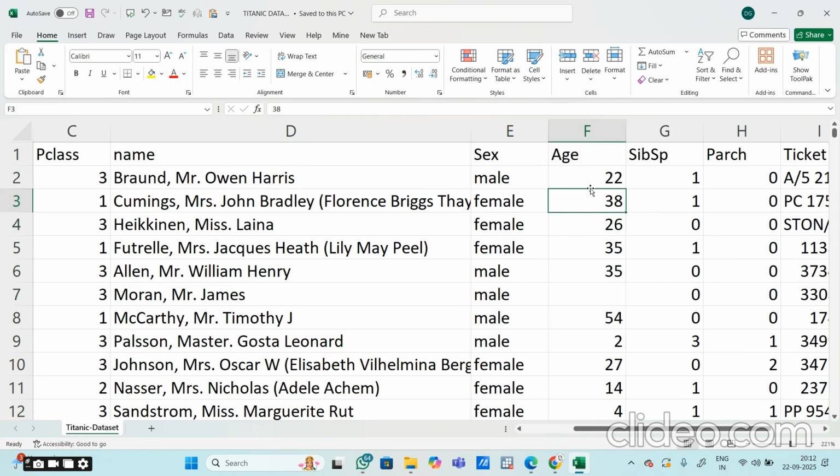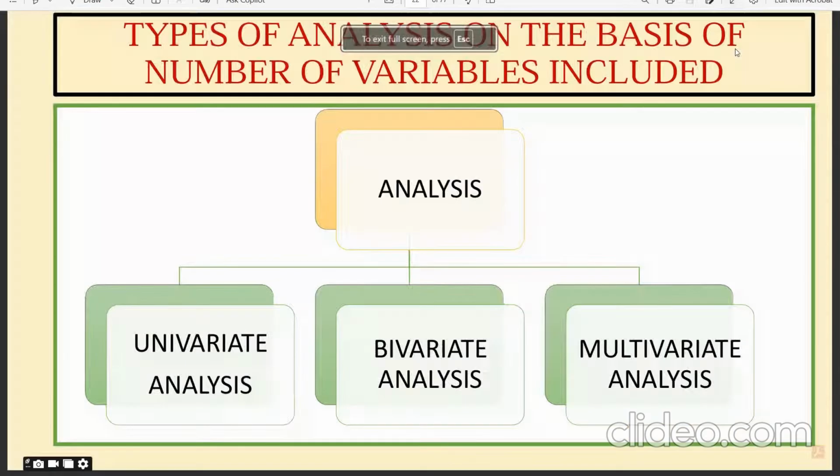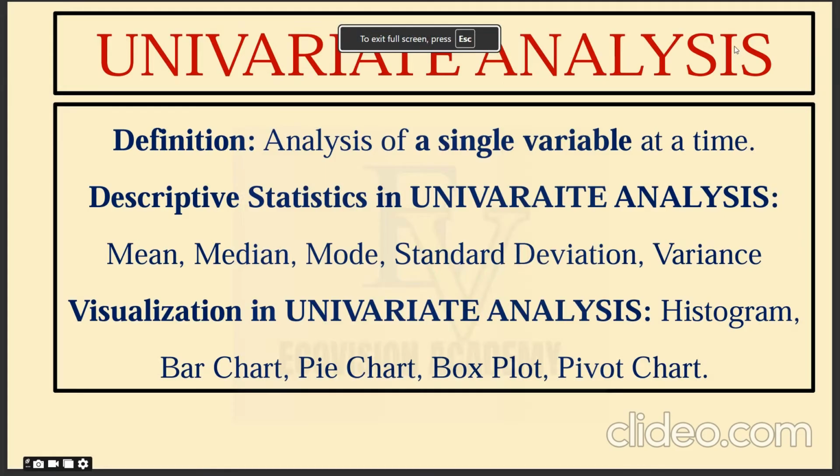So that analysis will also be termed as univariate analysis because I am analyzing the entire data with the help of only one variable, that is age. So when we are considering only one variable, that is univariate analysis: analysis of a single variable.